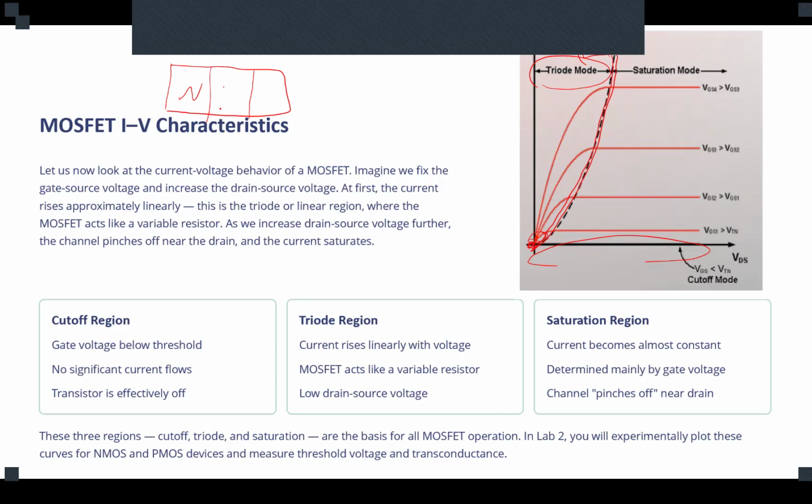Let's say we have an NMOS. This is the gate. This is the source. This is the drain. Without the gate, go ahead.